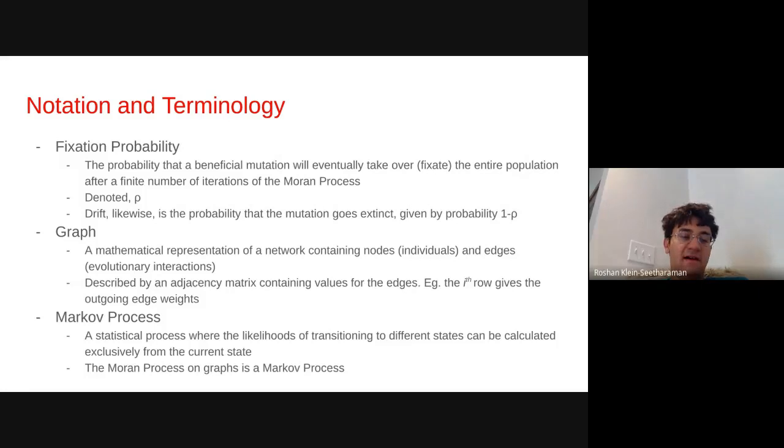And finally, the Moran process is a Markov process, which means that the likelihoods of transitioning to a different state at each step depend only on the current state that the system is at. And so one of the benefits of this is that people have been able to use this to make statements about the Moran process and also its extension to non-homogeneous populations.